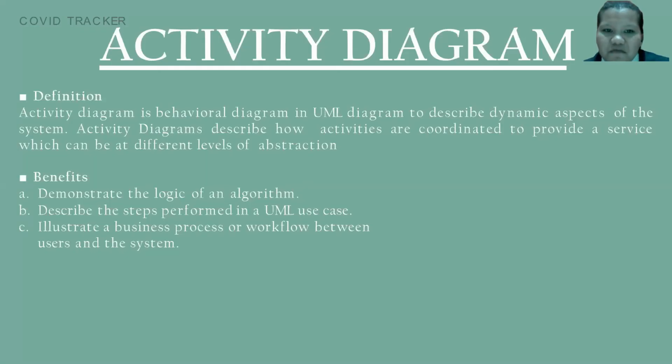Activity diagram is a behavioral diagram in UML to describe the dynamic aspect of the system. Activity diagram describes how activities are coordinated to provide a service, which can be at different levels of abstraction. The main uses of activity diagrams are to demonstrate the logic of an algorithm, describe the steps performed in a UML use case, and illustrate a business process or workflow between user and the system.